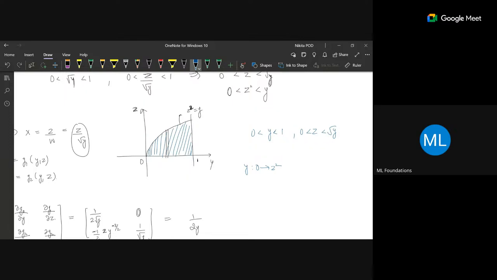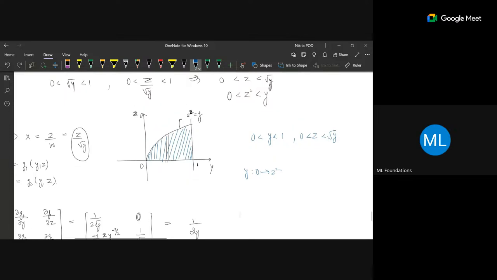Okay, now y is varying from 0 to 1 and z varying from 0 to root y. Oh, it is fine. Yeah, this will work. Z varying from 0 to root y, y varying from 0 to 1.